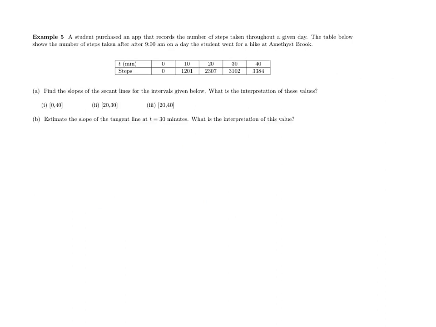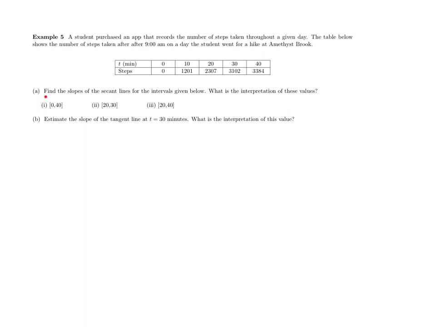In example 5, we're told a student purchased an app that records the number of steps taken throughout a given day. And here in this table, it's the number of steps taken after 9 a.m. on the day a student went for a hike at a brook. So for example, at 0 minutes, there were no steps taken. After 10 minutes, there was 1,201, and so on.